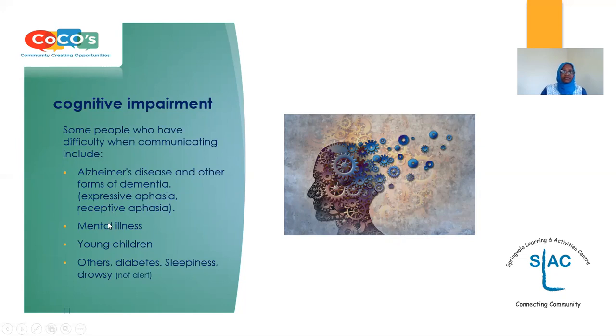Other examples of people who may experience difficulty when communicating are those with mental illness, young children, and others such as diabetes or sleepiness, or being drowsy for any reason, or just merely not being fully alert. These can all cause some forms of cognitive impairment condition.